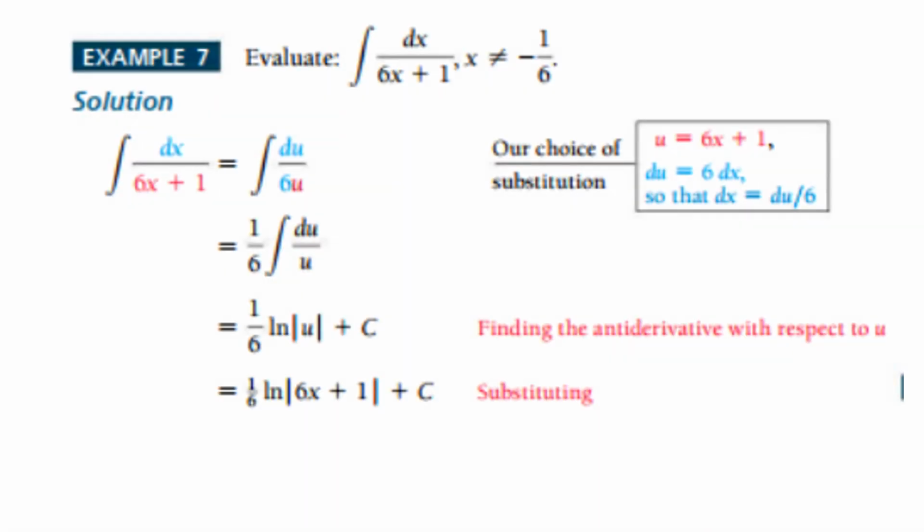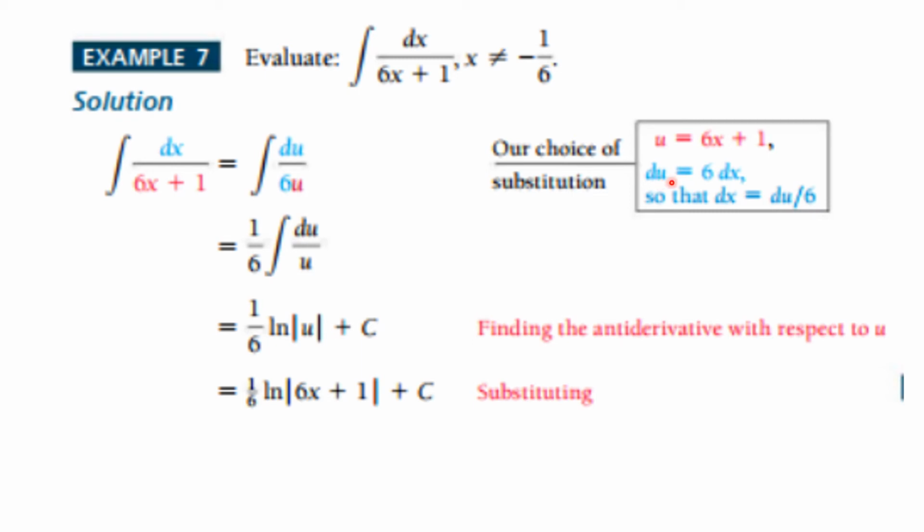Let's do another example. Here, we are to evaluate the indefinite integral of dx over 6x plus 1. And we can't let x be minus 1/6, because if x is minus 1/6, this won't be continuous, and our fundamental theorems of calculus don't work. Now, our choice in this case is to let u equal 6x plus 1.